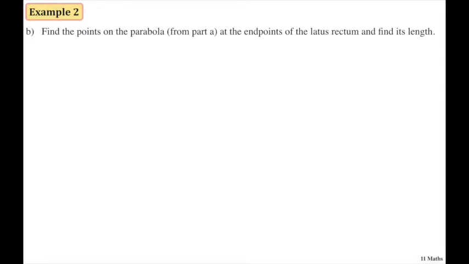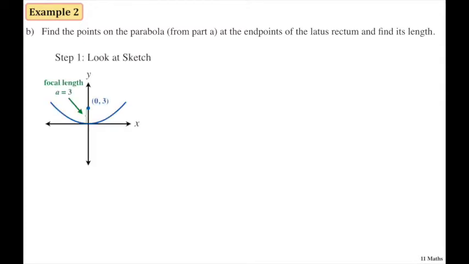Now the second part says to find the endpoints of that parabola, which then in turn will tell us the endpoints of the latus rectum. So let's just check that again. Find the points on the parabola from part A at the endpoints of the latus rectum and find its length. Well, let's just have a quick look at the sketch that we had from part A. It was a parabola that opened upwards with a focal length of 3.